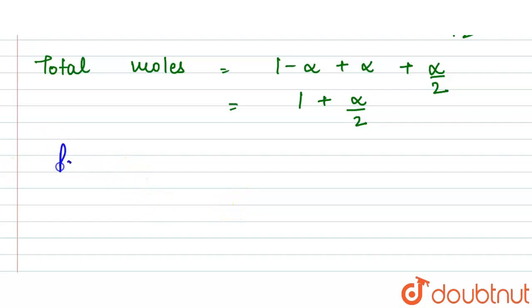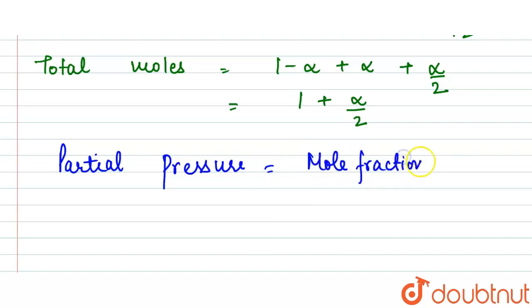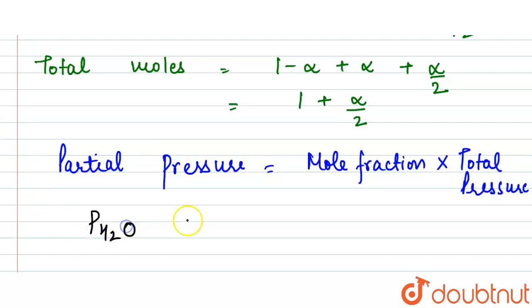Here we need to calculate the partial pressure. First we said it is convenient to consider 1 mole whenever we deal with the degree of dissociation. So partial pressure is equal to mole fraction into the total pressure. For the partial pressure of H2O we have 1 minus alpha upon 1 plus alpha by 2, times P. P is here our total pressure.